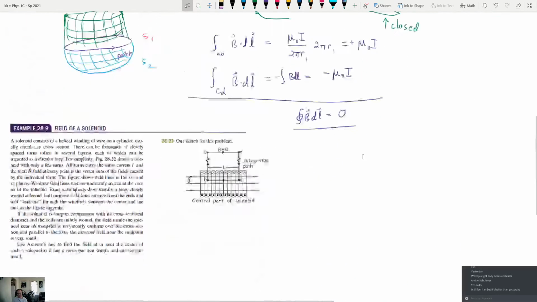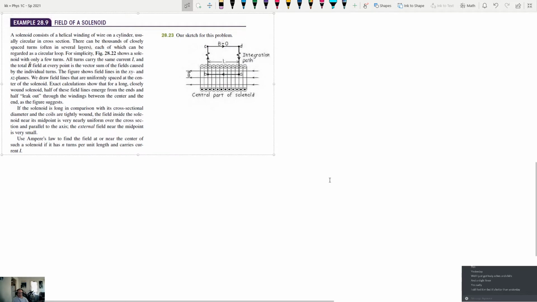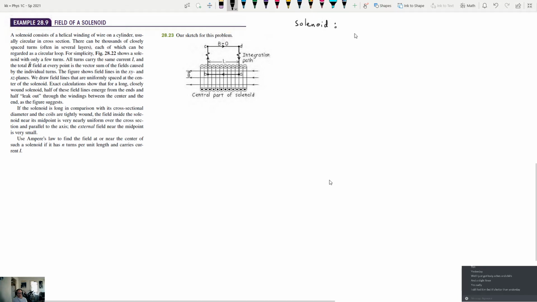And the first example that Ampere's law is very useful for is a solenoid. Now this word solenoid literally just means a coil of wire, a very specific type of coil of wire. A solenoid is basically a coil of wire. Usually, it doesn't have to be, but usually wrapped around a cylinder so that it takes on the form of a cylinder.